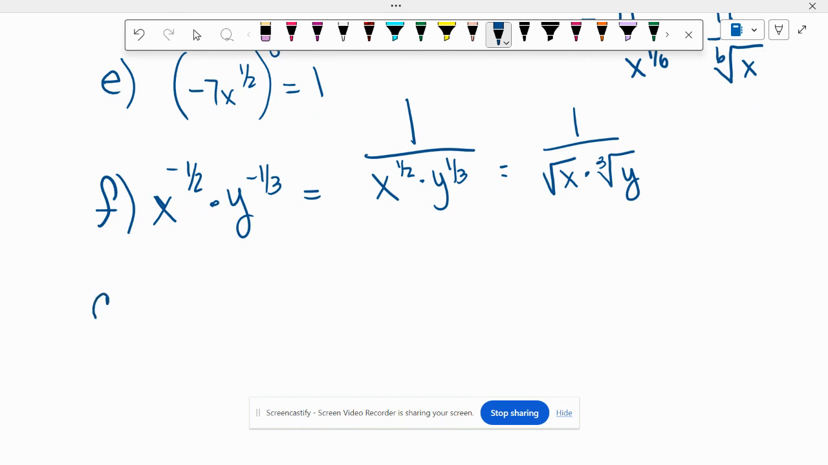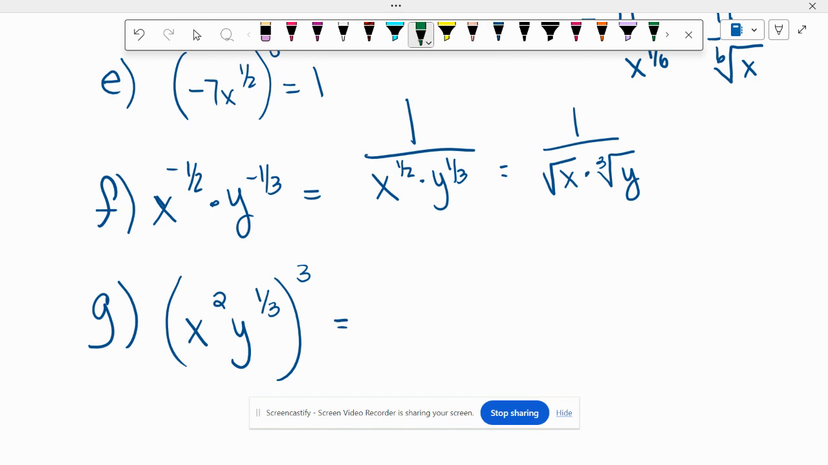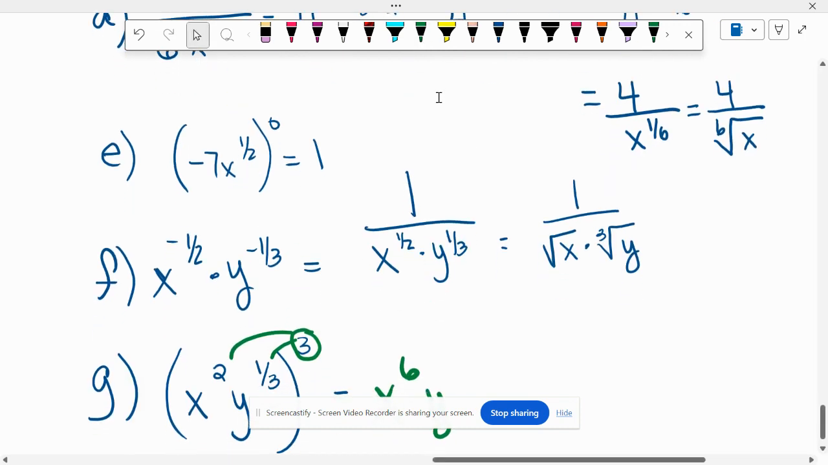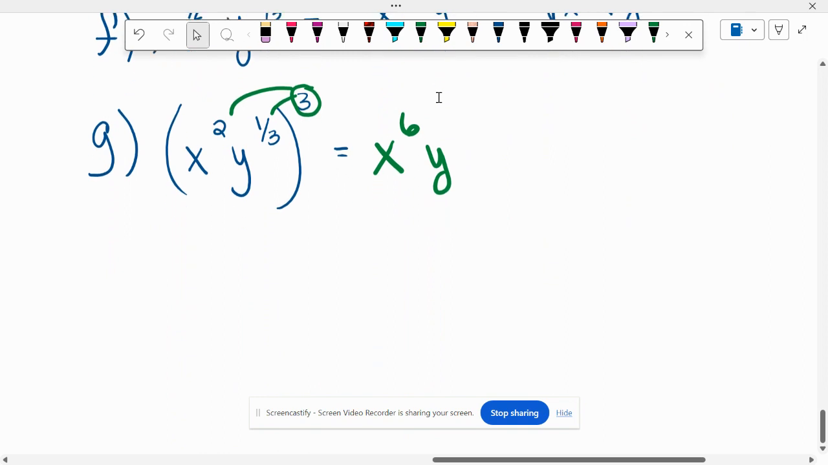Okay. G, x squared y to the 1/3, all raised to the power of 3. Okay. So I have a power on the outside. I have to distribute that. So 3 times 2 is 6. And 3 times 1/3 is 1. So that's what that becomes. Just x to the 6th y.